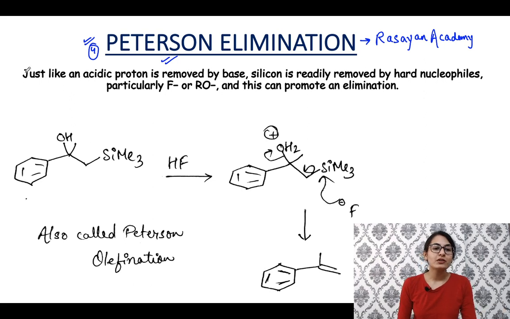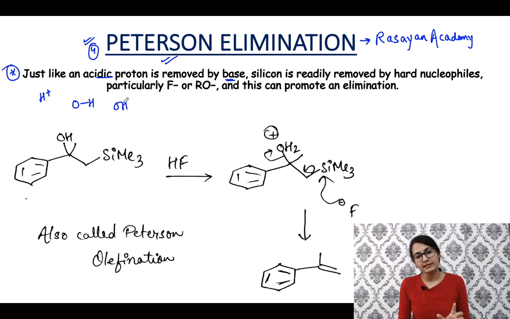So, what is basically Peterson elimination reaction? Just like an acidic proton is removed by a base, I have written H plus, let's say I have written OH over here. So just like an acidic proton is removed by a base, let's say OH minus, by which we understand that OH minus is nucleophilic, it is having a lot of electrons and the hydrogen is electrophilic. This is what we understand by this acid base reaction, isn't it?